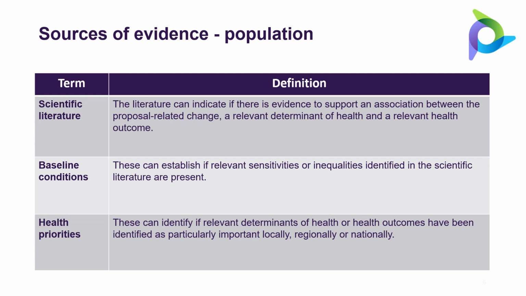I just want to talk a little bit about some of the sources of evidence in relation to the population first of all. The first of those would be the scientific literature, and the literature can indicate if there is evidence to support an association between the proposal-related change, a relevant determinant of health, and a relevant health outcome. The baseline conditions then establish if relevant sensitivities or inequalities identified in the scientific literature are actually present within the population being considered as part of the HIA. The health priorities then can identify if relevant determinants of health or health outcomes have been identified as particularly important either locally, regionally or nationally.